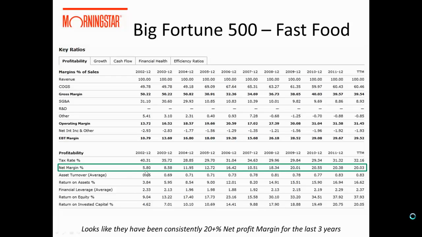Back in the early part of the 2000s, it was under 10%. Then they started building nicely, and for the last 3 years they've been very consistent at over a 20% net margin. And in fact, it looks to me like I might want to use maybe like 20.5%.